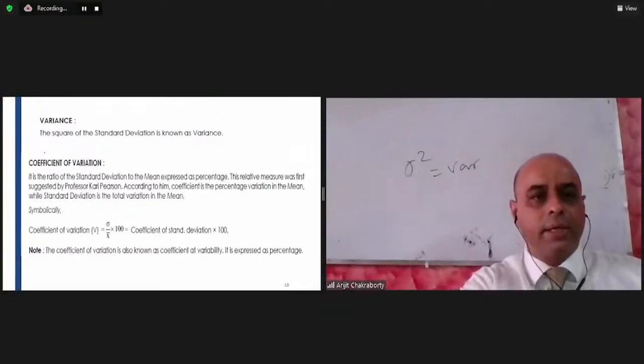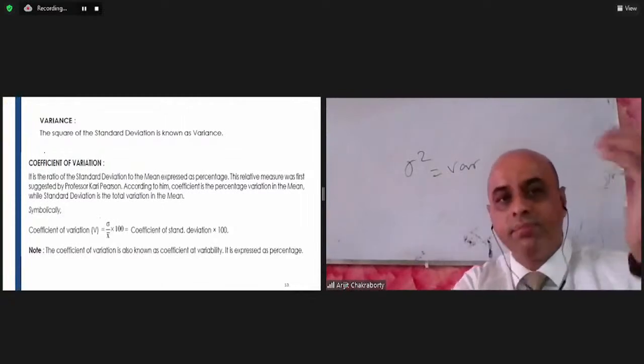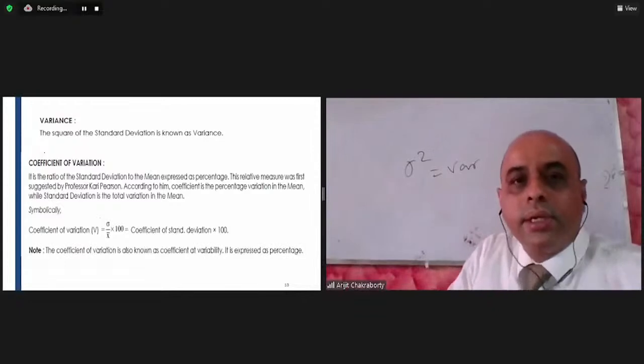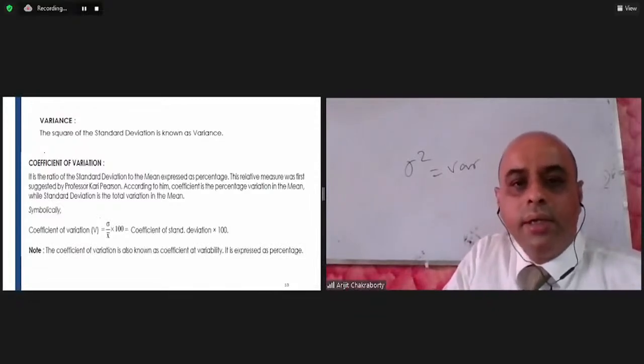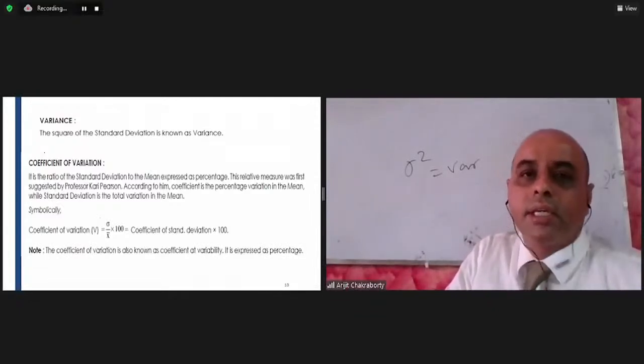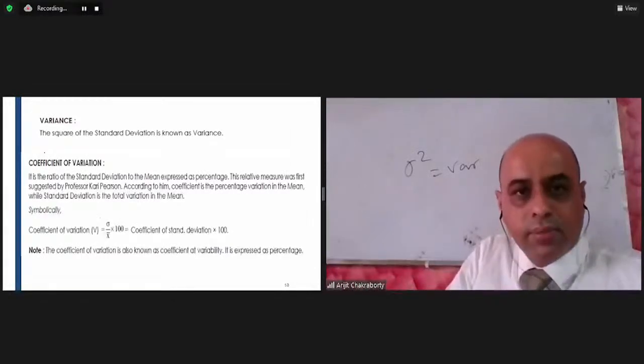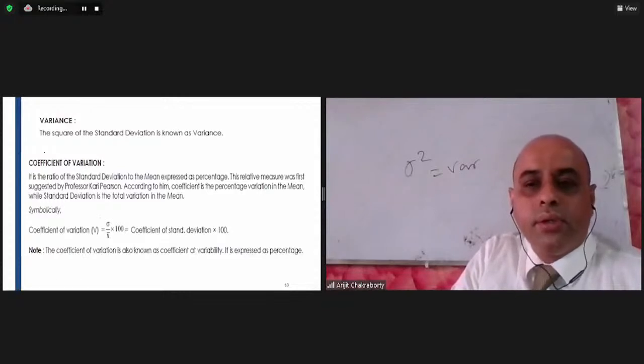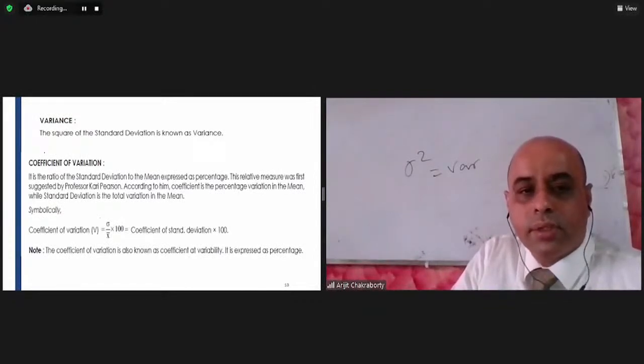Okay. Now we go to coefficient of variation. Coefficient of variation is a very simple formula, SD by mean into 100. So it is the ratio of the standard deviation divided by the mean. It is expressed as a percentage because we multiply it by 100. This is also one of the developments coming from Professor Karl Pearson. He was the first to give us this particular measure to measure the variability.